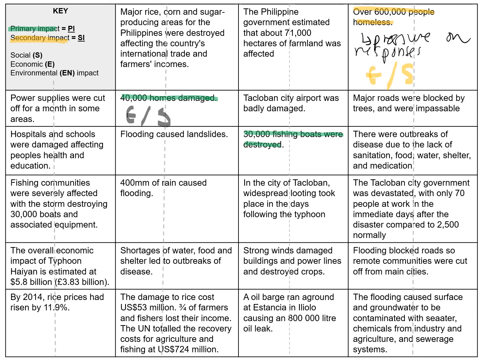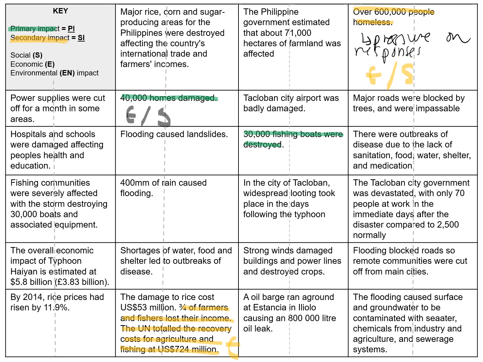So let's now try and find a secondary impact, because the fishing boats were destroyed. Well, this isn't just specific about fishing boats, but it does mention it here. It says that 3/4 of farmers and fishers lost their income, and the UN totaled the recovery cost for agriculture and fishing at $724 million US. So this is an economic secondary impact.